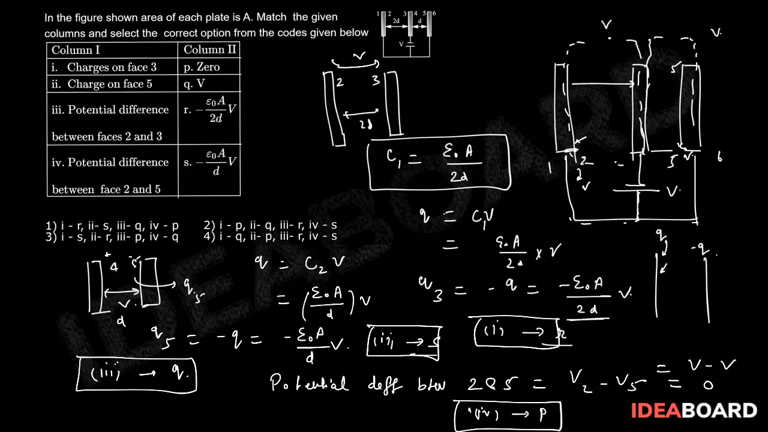So now check your options. First option, first is matching with R. Yes. Second option, second is matching with S. Correct. Third is matching with Q. And fourth is matching with P. Yes, obviously first option is the right answer. Great.